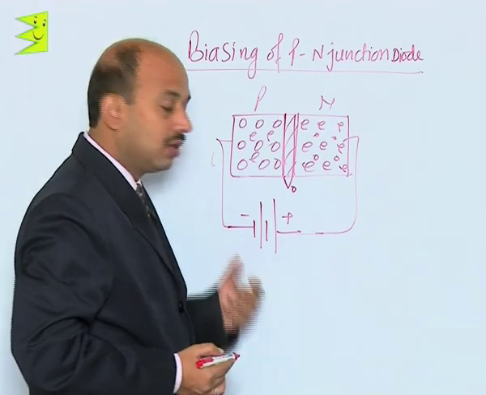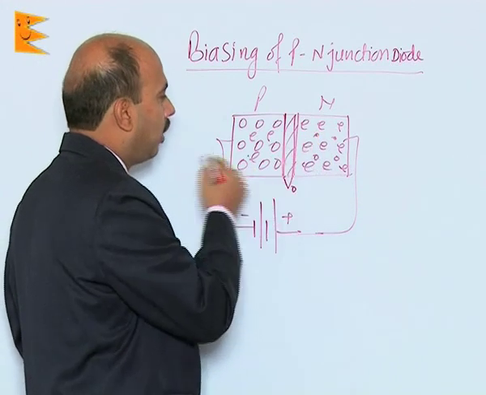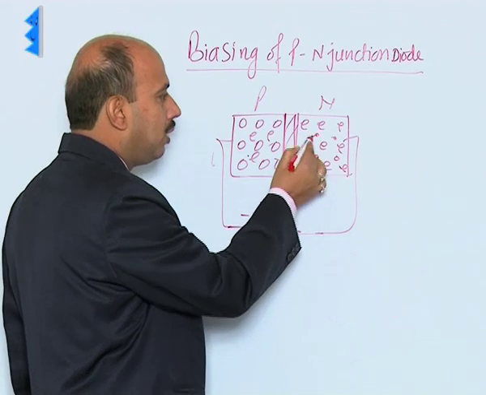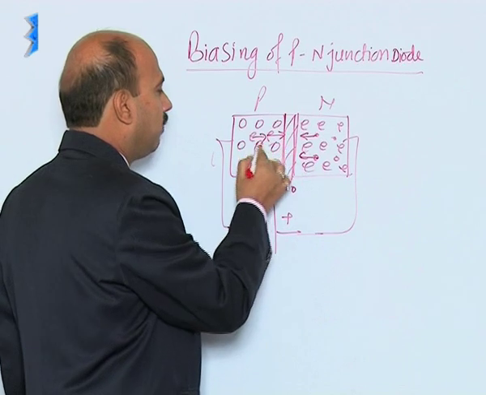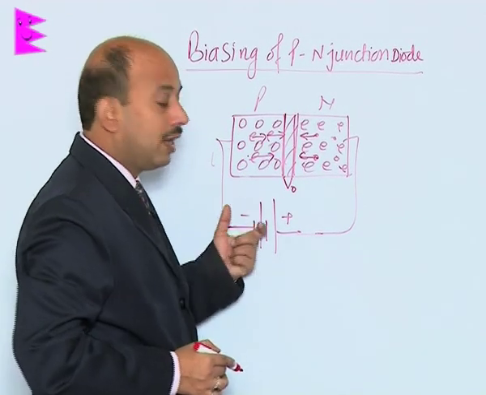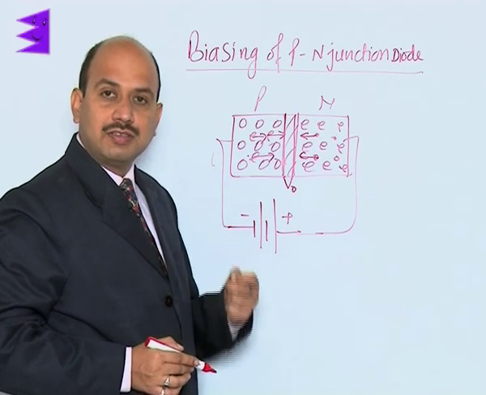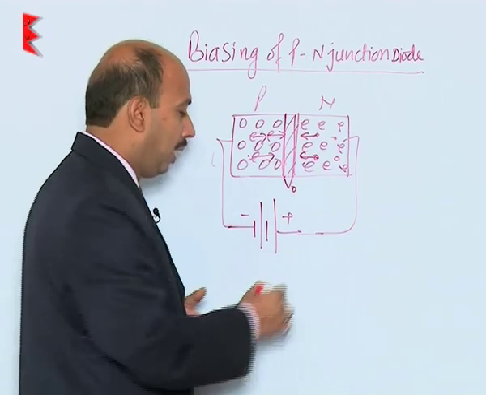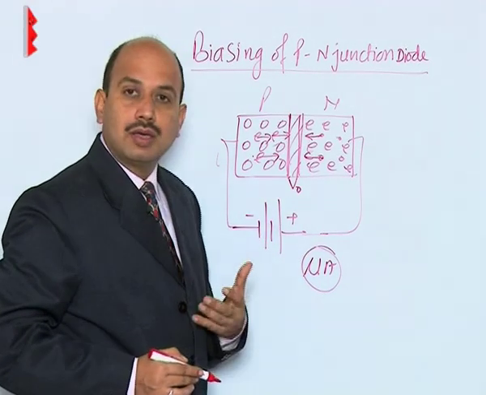But because of the minority carriers, the holes from the N side and the electrons from the P side are being forced to move towards the junction. Because of that, current flows here. This current is known as the drift current, but it is very small in magnitude, in the microampere range. The reason is that this is due to minority carriers.